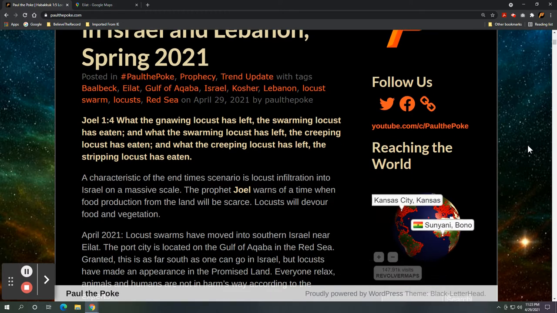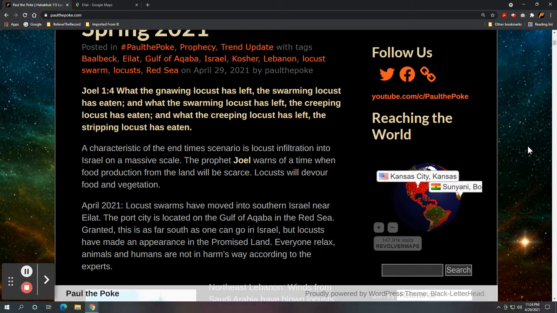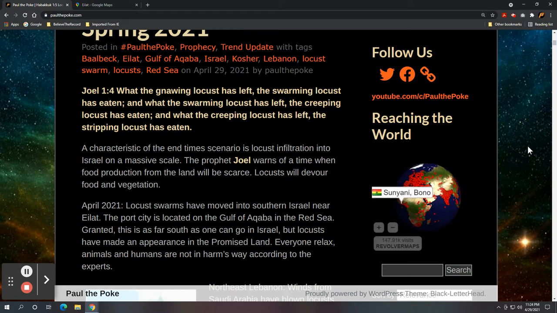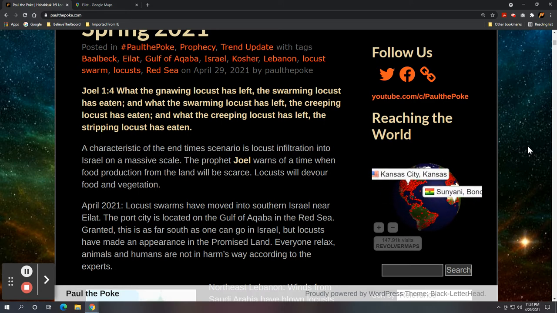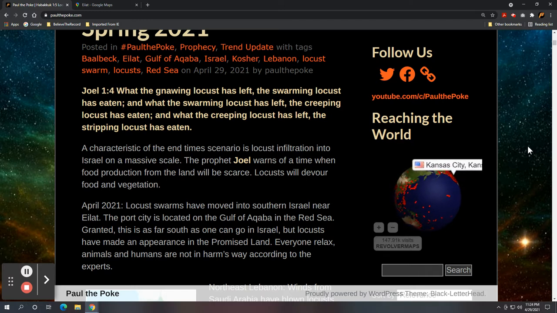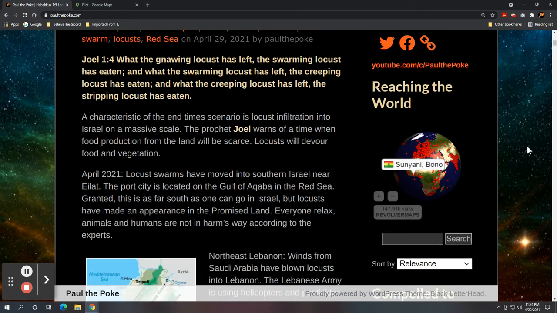So we're going to take a look at Joel 1 verse 4: What the gnawing locust has left, the swarming locust has eaten, and what the swarming locust has left, the creeping locust has eaten, and what the creeping locust has left, the stripping locust has eaten. So if you go on to read the rest of Joel 1, a characteristic of the end time scenario is locust infiltration into Israel on a massive scale. The prophet Joel warns of a time when food production from the land will be scarce. Locusts will devour food and vegetation.